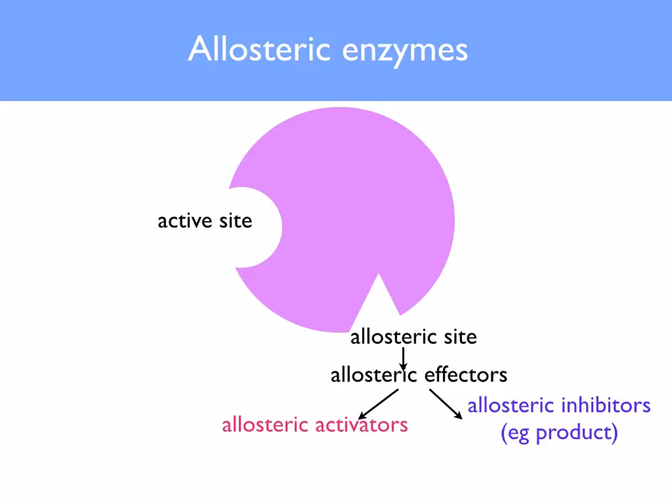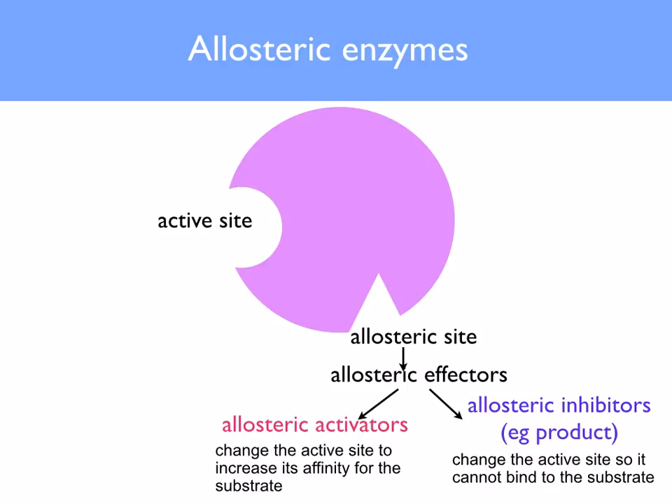So allosteric activators change the active site so that it increases the affinity for the substrate. So the substrate will be able to bind. What do you think is going to happen when you have an allosteric inhibitor? It's going to change the active site so it can't bind to the substrate.